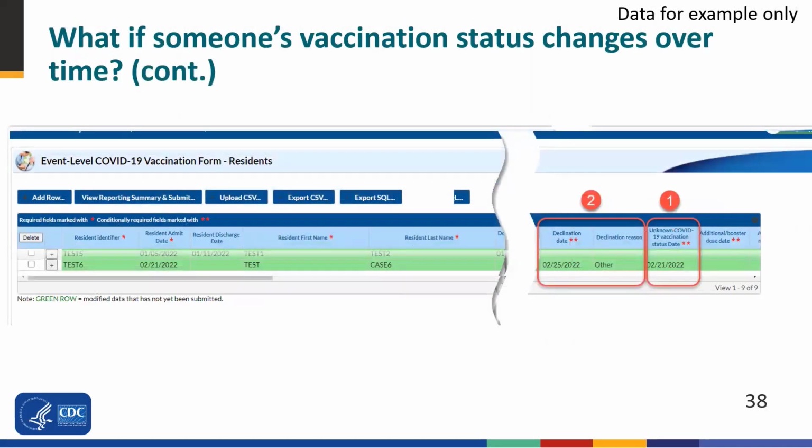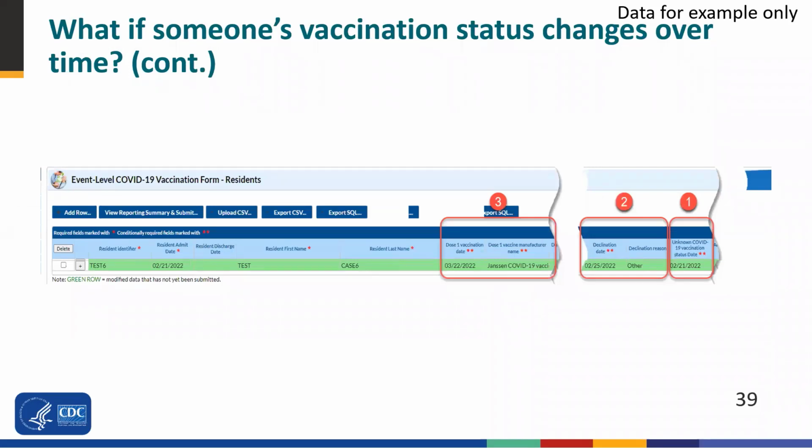Then over the course of their week at your facility, you find out they are unvaccinated and offer vaccine. They decline on 2/25/2022. You would update this record as indicated in box number 2. Simply click into the cells to update. Do not forget to always view reporting summary and submit for all weeks impacted by change.